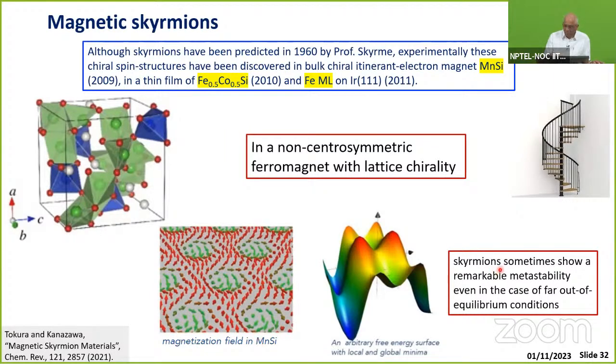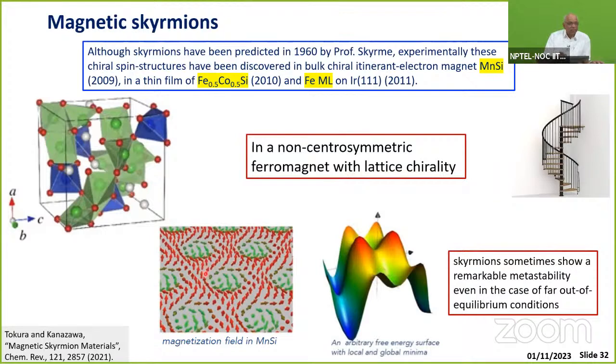And the skyrmions show extraordinary metastability. So this is shown here, imagine this a free energy curve as a function of position. So you have two minima, but there's also an intermediate minimum. And the skyrmions are trapped here. So unless there is a very big activation energy, they're not going to go outside of that. So you can have very stable skyrmionic structures.